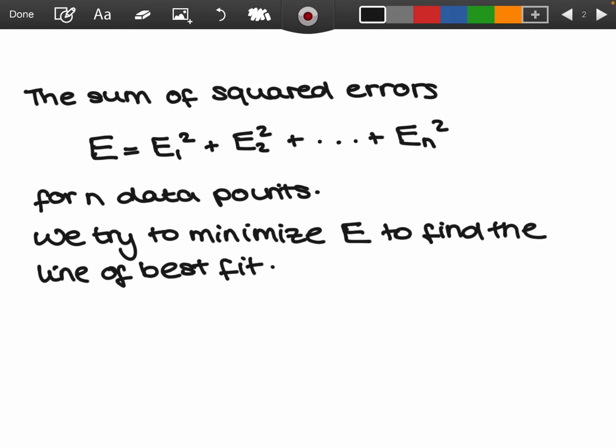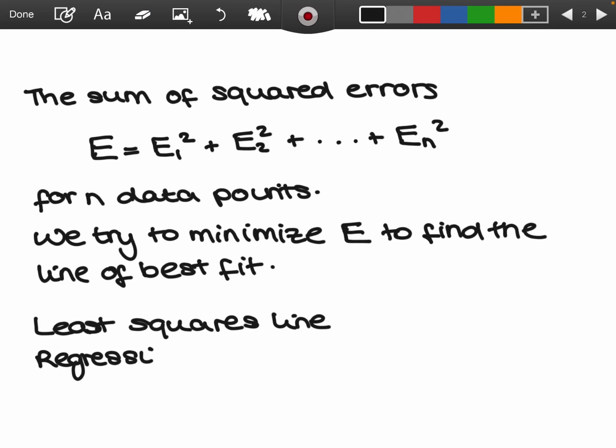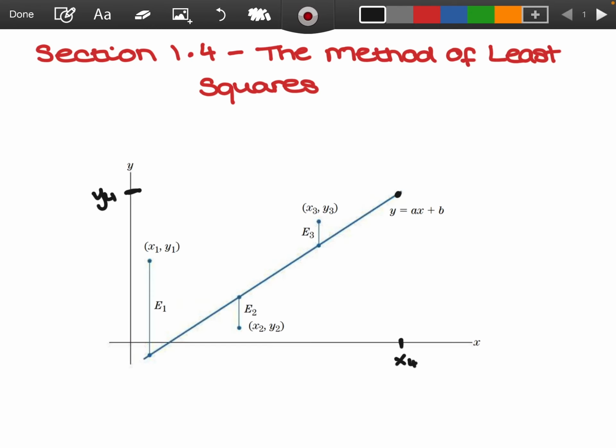This leads us to finding what we call the least squares line, regression line, or line of best fit. Whenever you see one of these terms, it all means the same thing. It can be called a least squares line, it can be called a regression line, or it can be called a line of best fit. Like we have said, all of these mean the same thing.